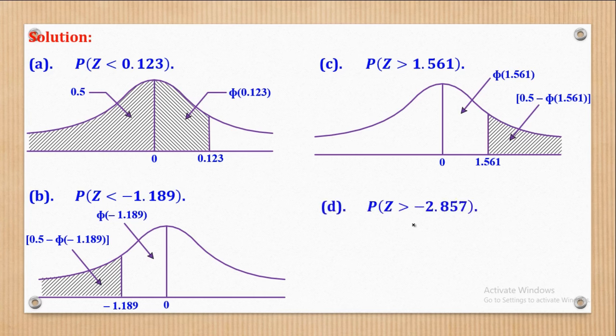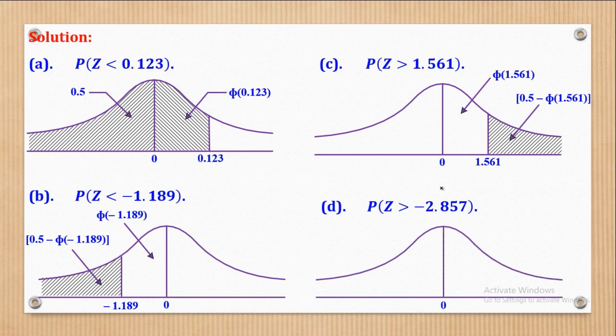So now we shall go to part D, where they want probability of z greater than negative 2.857. Somewhat similar to this, but this was positive and this is negative. So we shall first draw a standard normal curve with mean 0 at the center. Then we shall look at this value. This value is negative, meaning that we shall put it anywhere this side of 0. So let it be at that point.